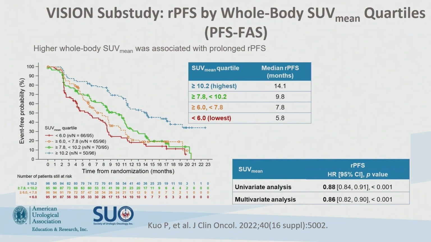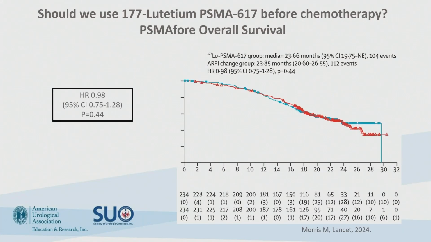And when we're looking at chemotherapy versus Pluvicto, there might be a time that we say, okay, this patient has an SUV mean of 15, so I'm definitely going to choose Pluvicto, but this person has an SUV mean of 5, so maybe I'll choose chemotherapy and I'll use Pluvicto later. So we're not necessarily using it now, but I can imagine this coming into our algorithms in the future.